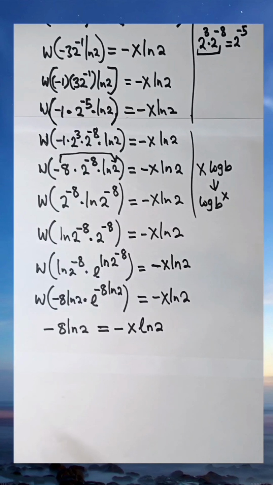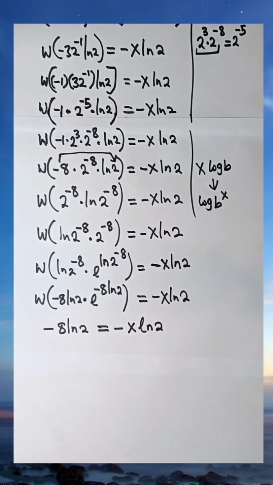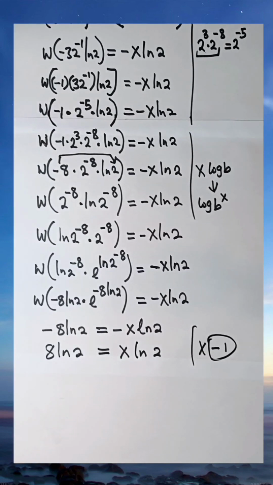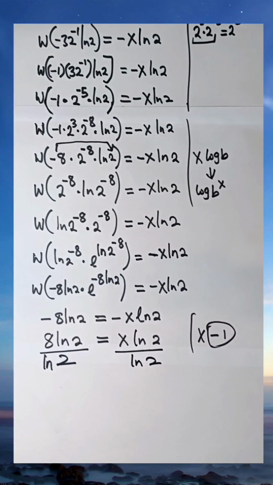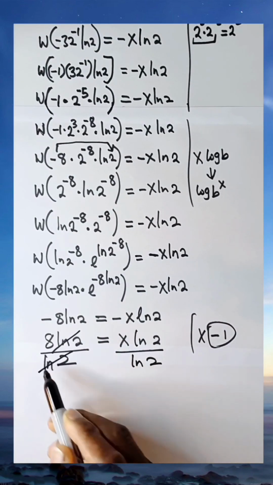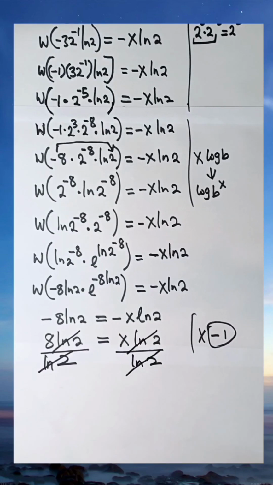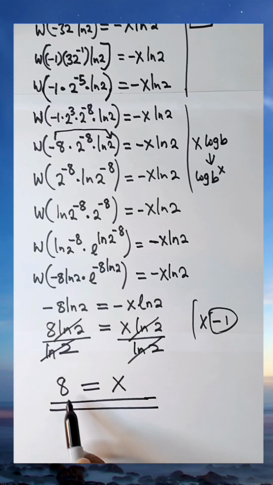All right, now let us get rid of this negative by multiplying both sides of the equation by minus 1. To find the value of x, let's divide both sides by the natural log of 2. Natural log of 2 will cancel out with natural log of 2, and natural log of 2 will cancel with natural log of 2. We have that x is equal to 8.